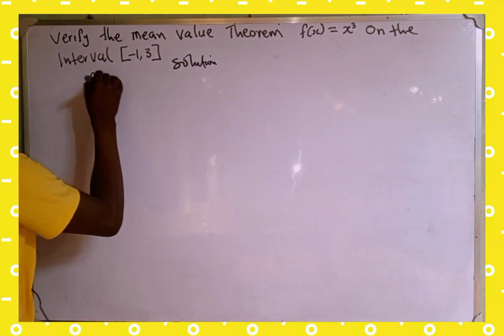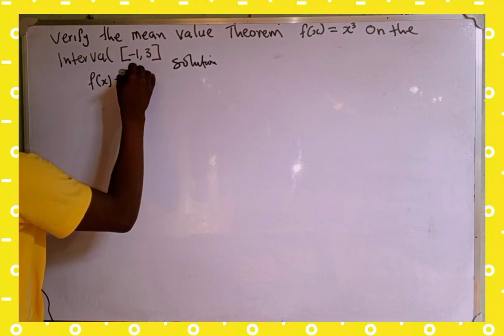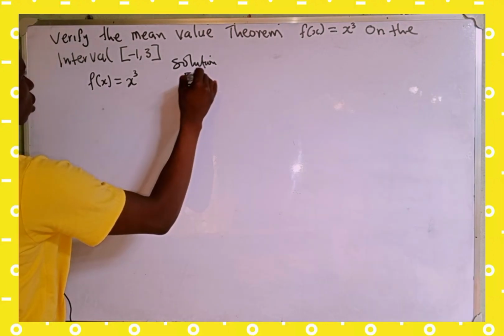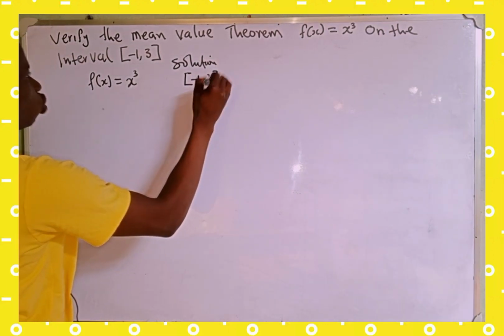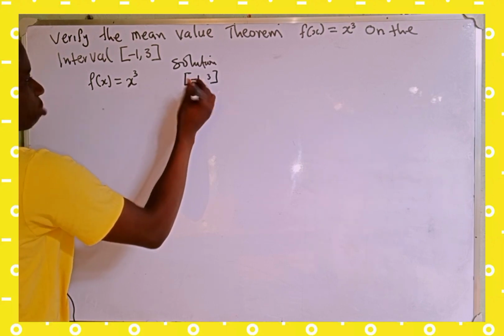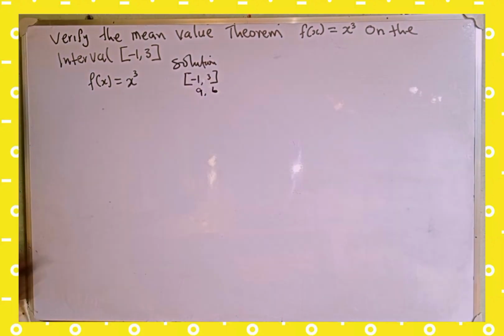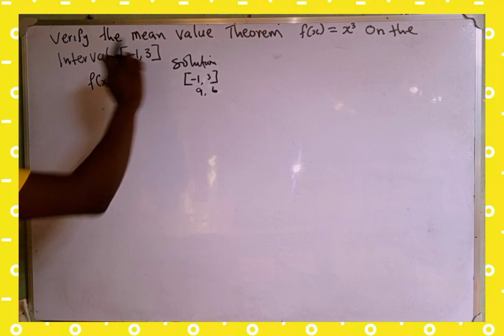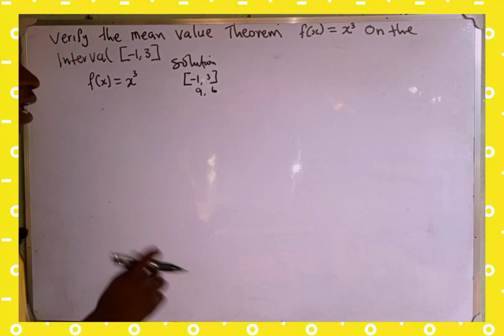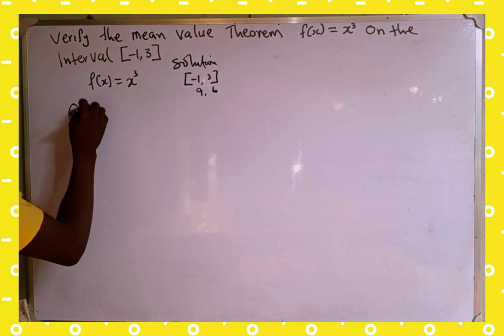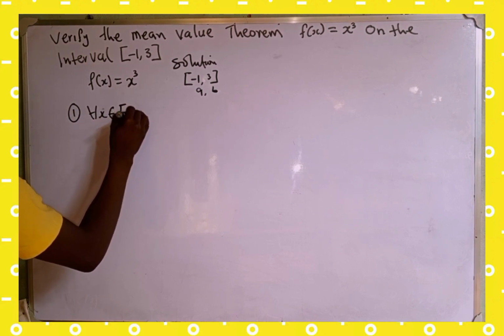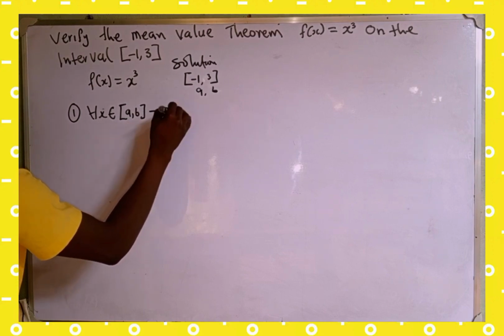The function given is f of x equals x to the power 3, where x is an element of the closed interval [-1, 3], and here -1 is a and 3 is b. For a given function to satisfy the mean value theorem on this interval, there are some conditions that must be satisfied. Condition number one says that for all x in the closed interval [a, b], f must be continuous.